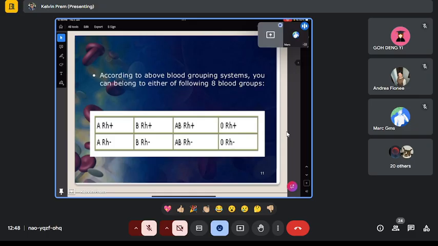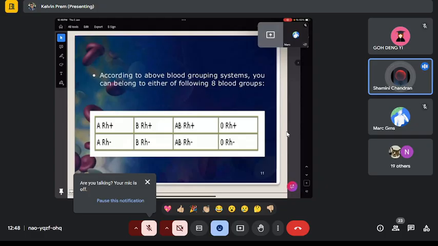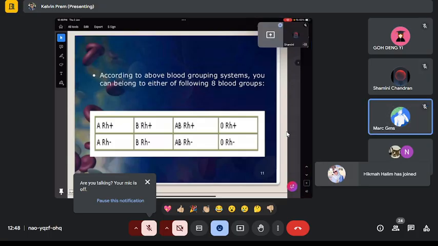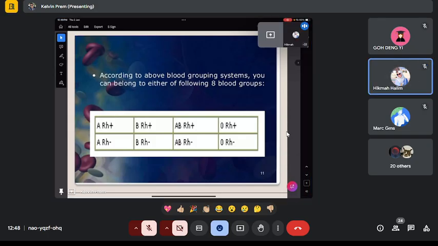Anyone knows which one is the rarest blood group here? Anyone knows? Is it O negative, doctor? Is it AB negative? No, not AB negative. O negative, is it? Yes, yes, O negative.